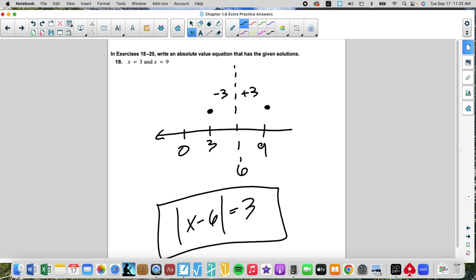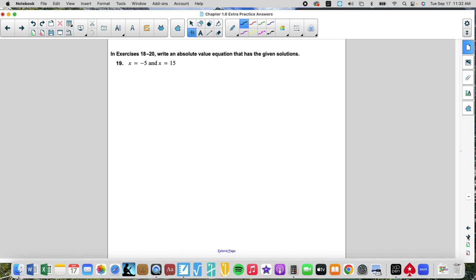If you plug in, let's say, negative 3, that would be negative 9, and that doesn't equal 3. So you see, no other numbers work except for 3 and 9. So that's a neat way.